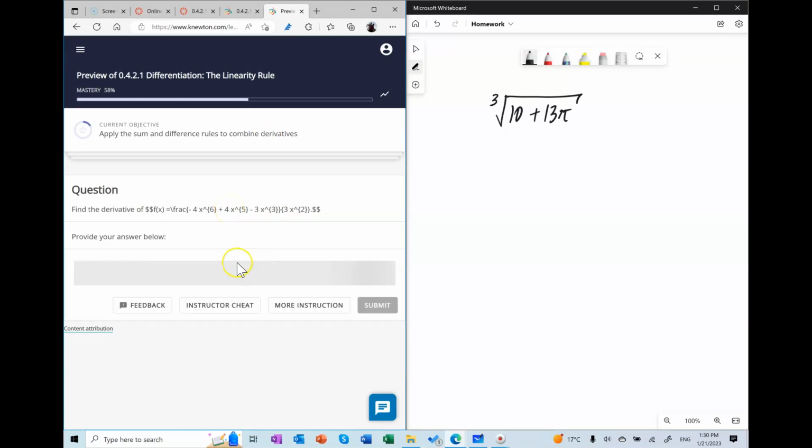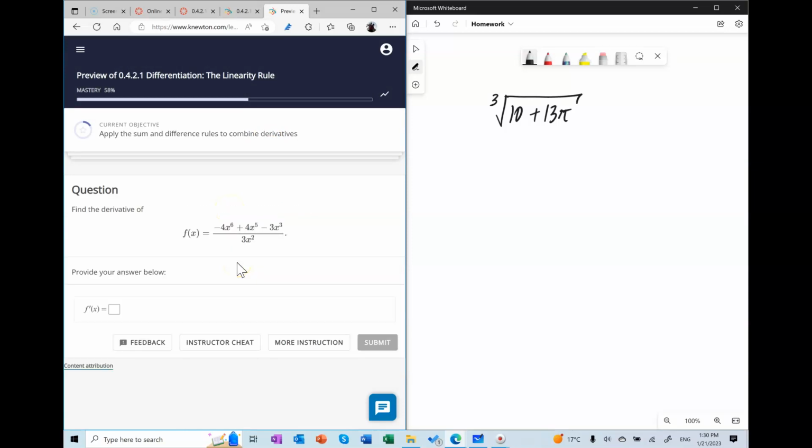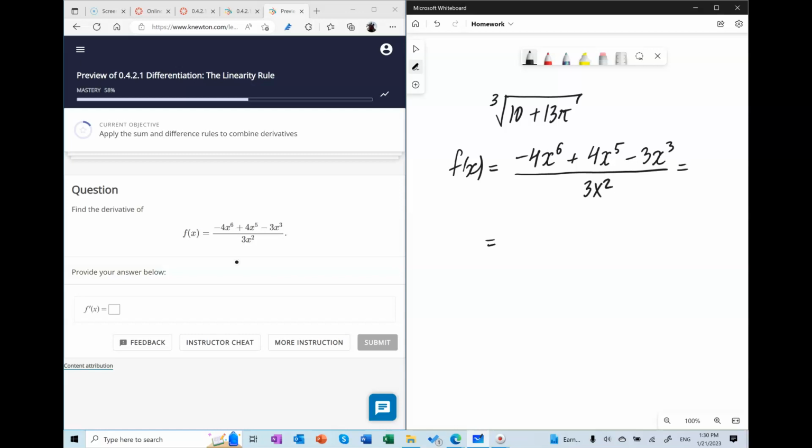Here we have what looks like a rational function. It looks like it calls for the ratio rule, or the quotient rule, right? It's called that. However, the quotient rule is one of our least favorite rules. So if there is a way for us to avoid using the quotient rule, we would rather avoid it.